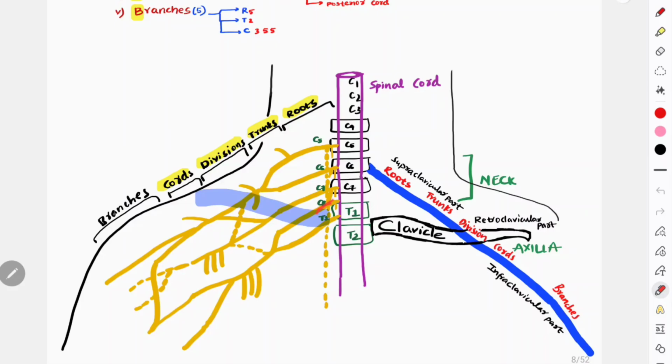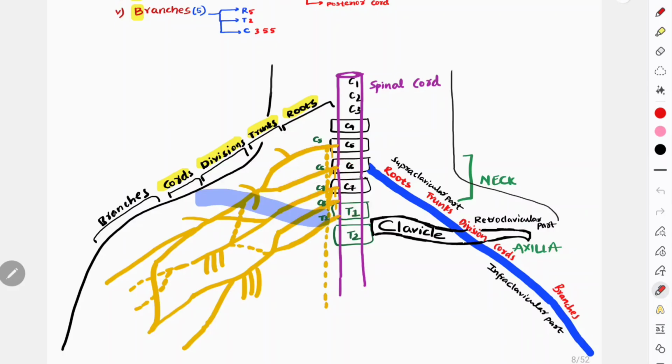There are only 7 cervical vertebrae, but we get the root C8 extra beneath C7. So the cervical spinal nerves are C1, C2, C3, C4, C5, C6, C7 and also C8. There are 8 cervical spinal nerves, but the vertebrae are 7 only. So C8 arises beneath the C7 vertebra. The segment arises like this: first root, second, third, fourth and fifth.